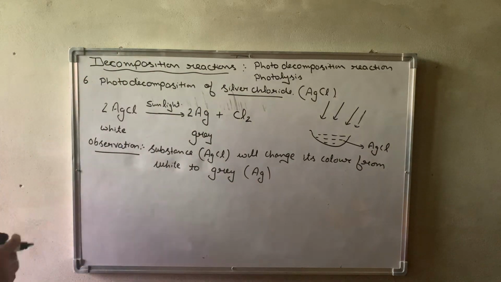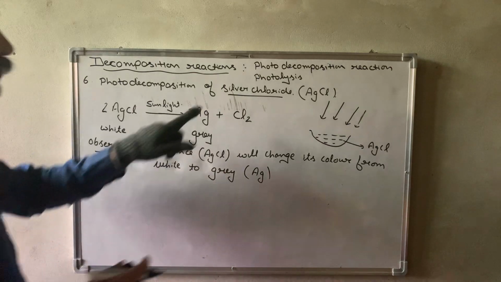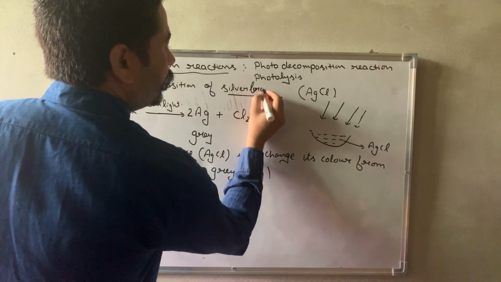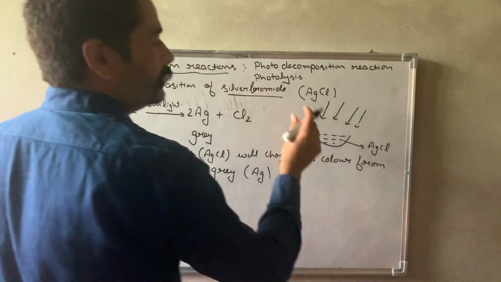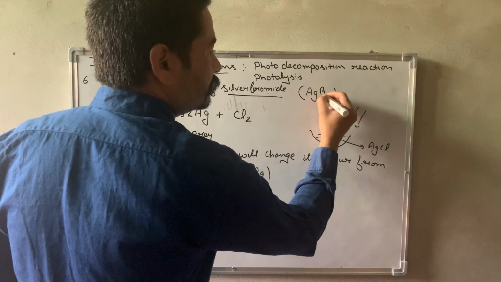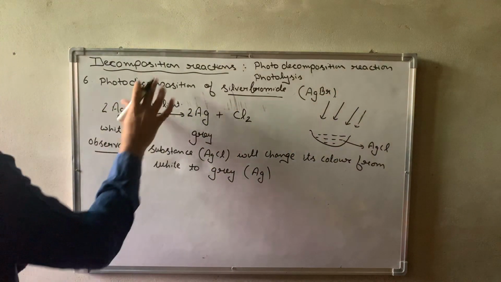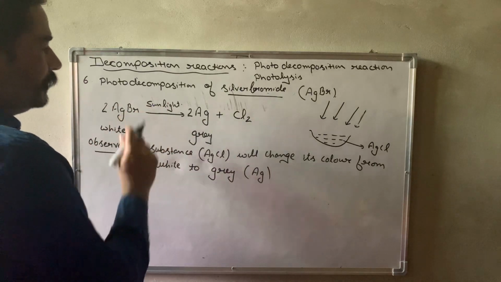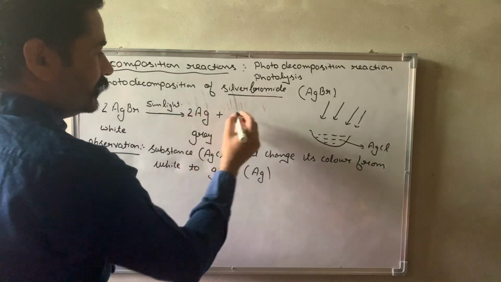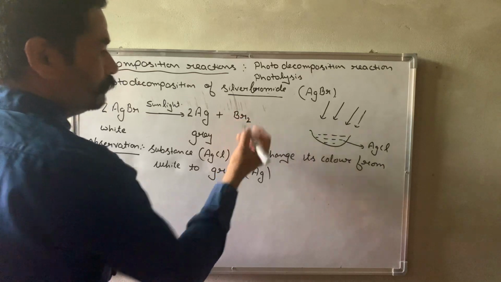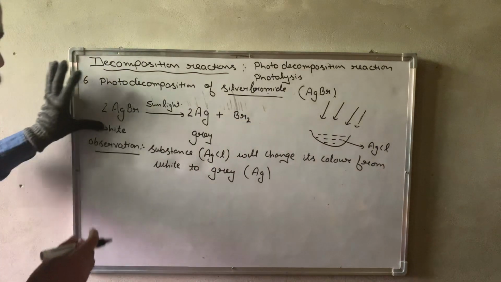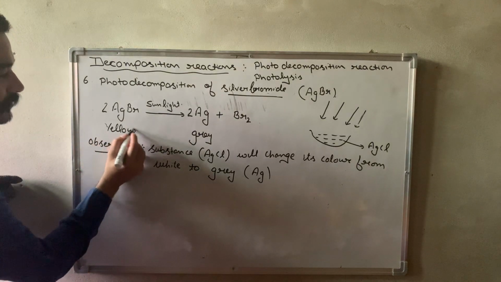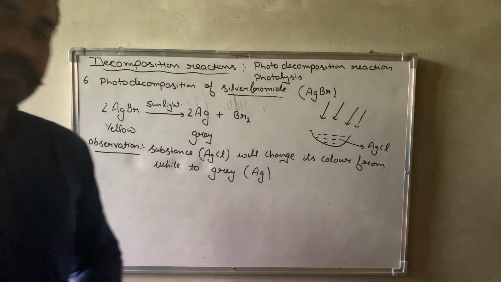Sixth, now I am moving to example number 6, photodecomposition of silver bromide. Silver bromide, its chemical formula is AgBr. So the same thing happens when I decompose silver bromide in the presence of sunlight. What will form? Silver and bromine gas will form. Instead of chlorine, bromine gas will form. Now silver bromide is yellow in color. This you have to remember, yellow color. Then again a grey color substance is formed.